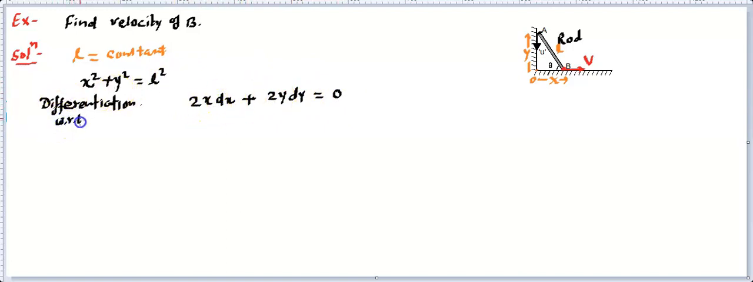If you want to differentiate it with respect to time, this will become 2x dx by dt, and this will become 2y dy by dt. So that becomes the differentiation with respect to time, and this L is not changing with respect to anything. So this will lead to dx upon dt. If we are interested in this dx upon dt, this is going to be equal to minus y by x. This goes to that side, x goes downside, you know that, and this becomes dy by dt.